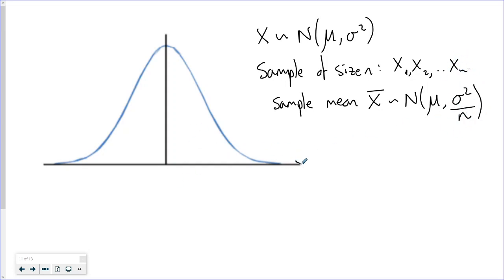So if we were to draw this out, if we put x bar on the horizontal axis, then this distribution, mu is in the middle, and sigma squared over n is going to determine the shape of this distribution, how spread out it is.